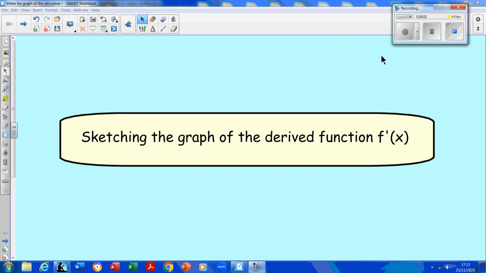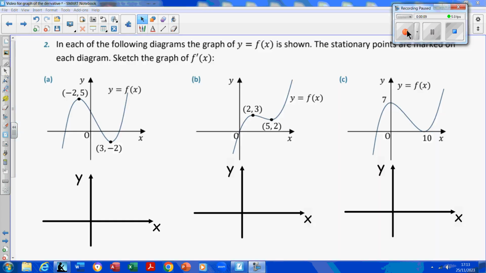We're going to look at sketching the graph of the derivative, or the graph of the derived function f dash x. The graph of the derivative is the gradient of the tangent to the curve, so it's all about the size of that gradient. Now, we've got two stationary points here.